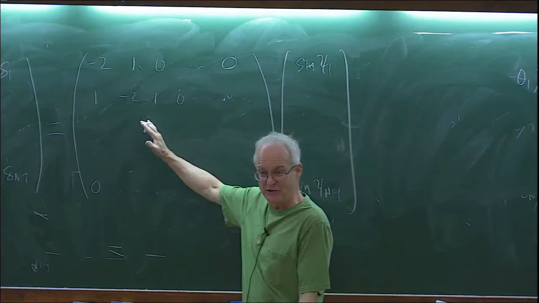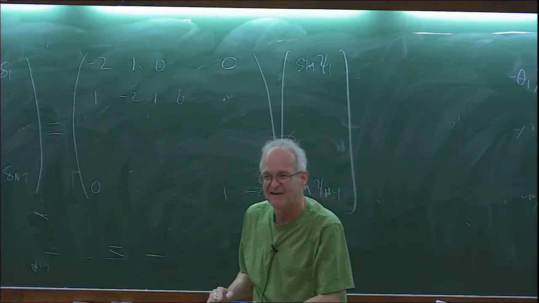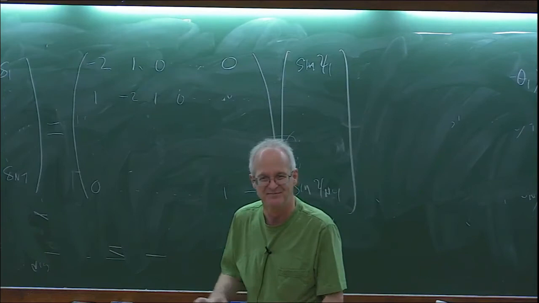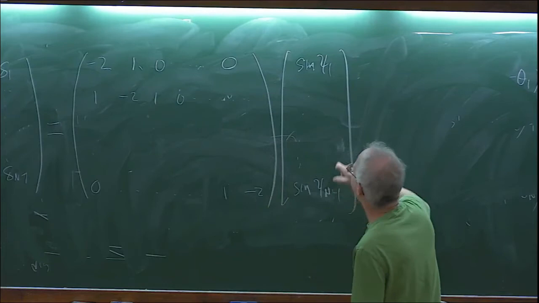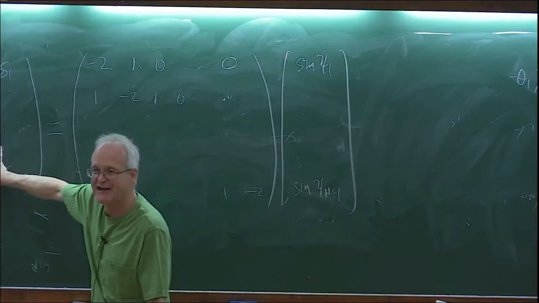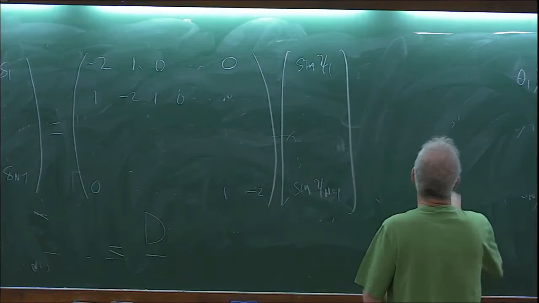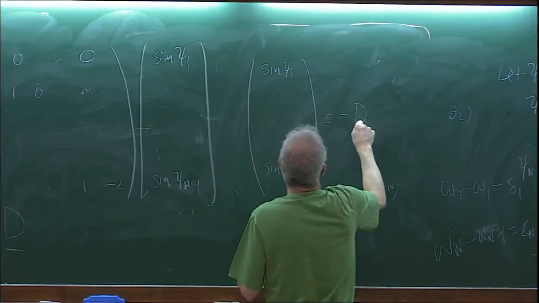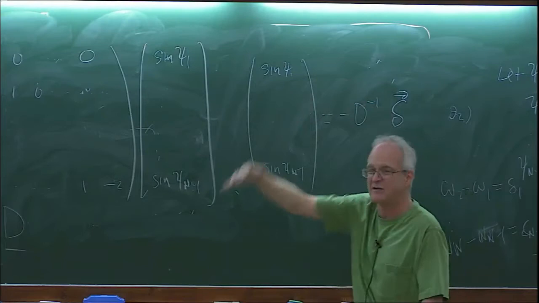And it's invertible because it has no zero eigenvalues. That follows from the Gershgorin circle theorem, okay? Or you can actually write down the inverse of this. So what do we get here? We can immediately solve this by inverting this matrix and applying it to that. So let me call this matrix capital D. We get sine psi 1 through sine psi n minus 1 equals minus D inverse delta, where delta is the vector of phase differences.